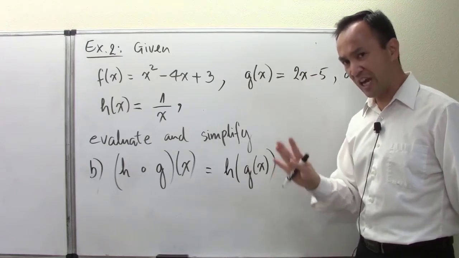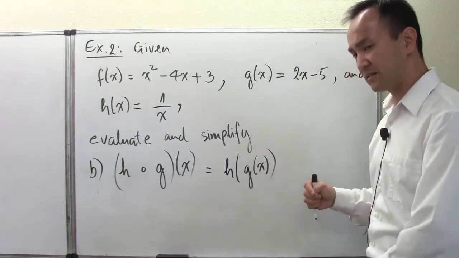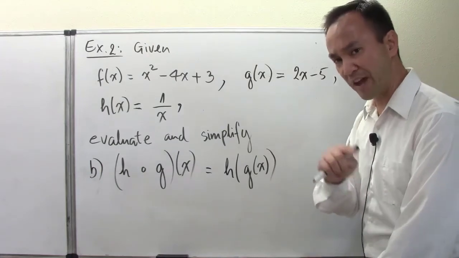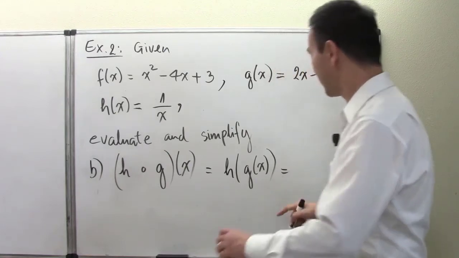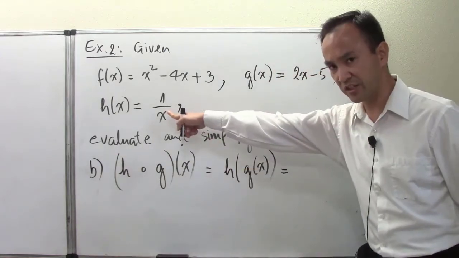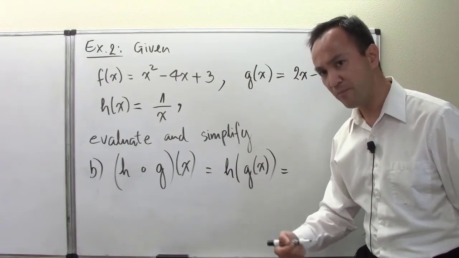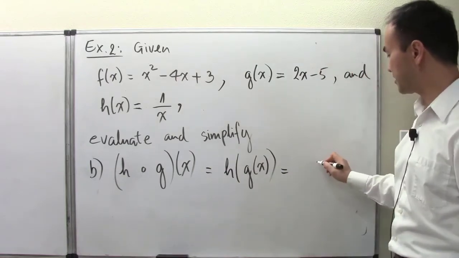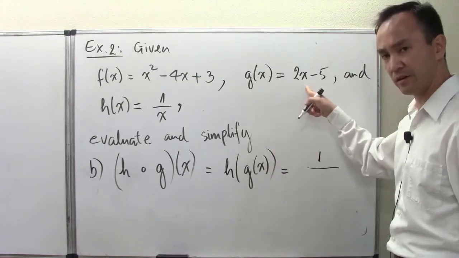We're putting g inside of h. Okay, g is being the input, being substituted in the variable of h. So now in that way, the rule of h says 1 over x, 1 over every input provided. So that means here it's 1 over g, and g is already this.